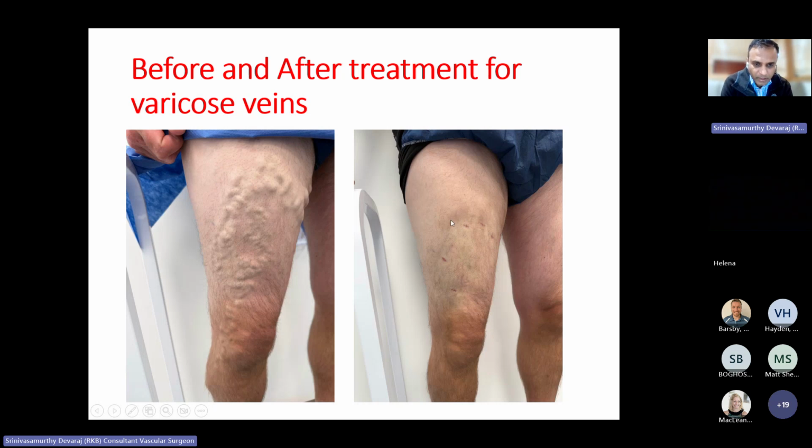So the general idea is that you use thermal ablation, either with laser or radio frequency, for the main truncal vein, which is the main trunk that's feeding the branches. And for the branches, you use either ultrasound guided foam sclerotherapy or surgical removal or avulsions. So that's pretty much the common practice.